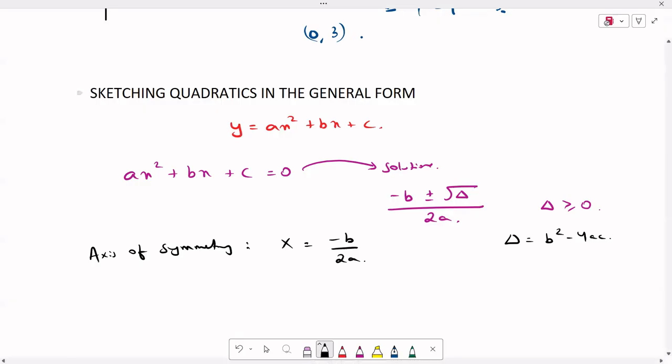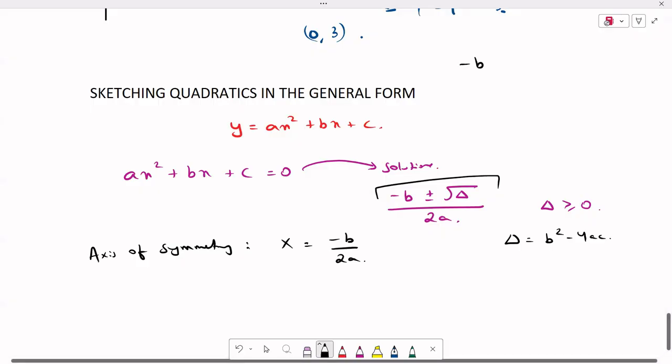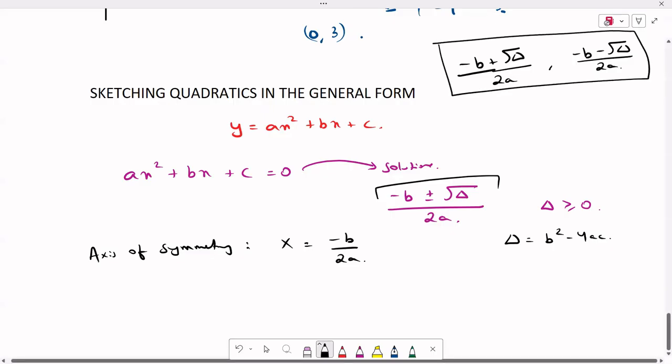How come we are getting this? We are getting this because there are two roots of this equation. One root is minus b plus under root of determinant by 2a, and the other one is minus b minus under root of determinant upon 2a. So if we take the average of these two solutions, we get minus b by 2a. For a quadratic equation in the general form, the axis of symmetry has the equation x is equal to minus b by 2a, given the value of determinant should be greater than or equal to 0. That's the first thing I need to look out for.